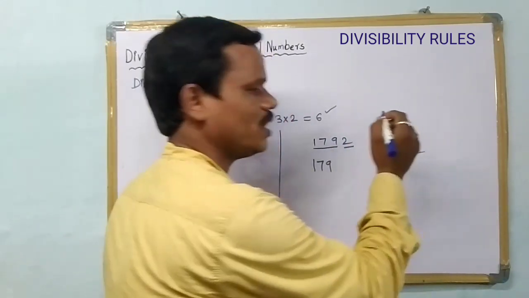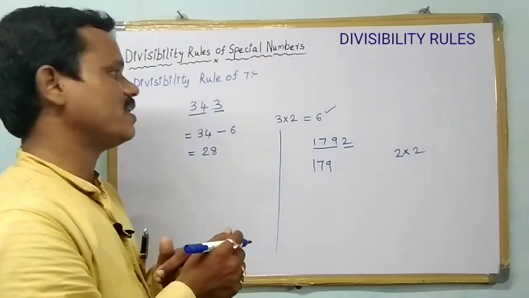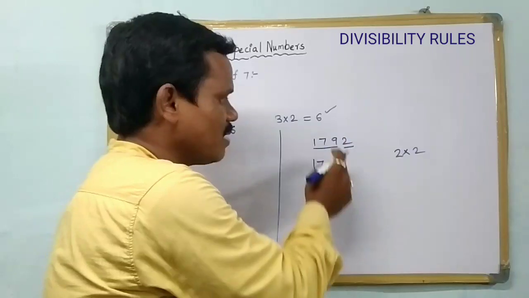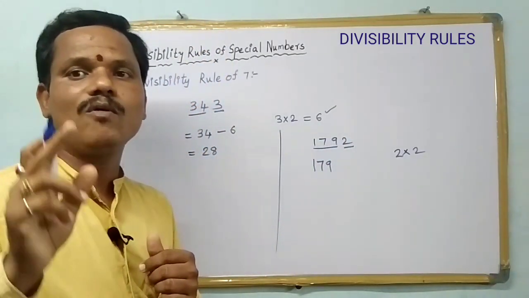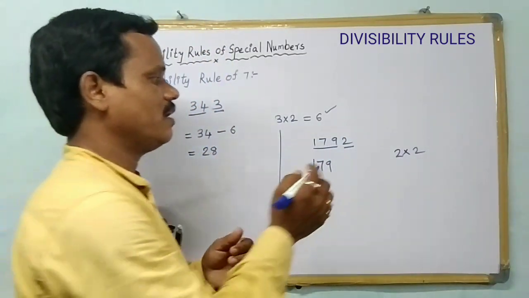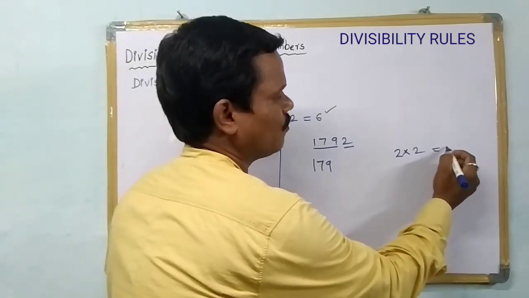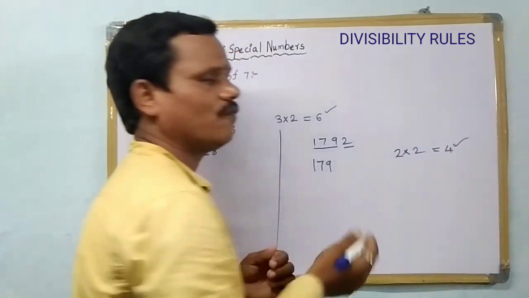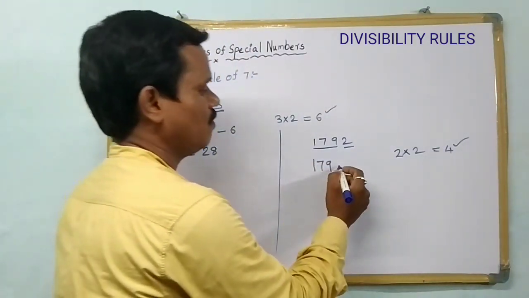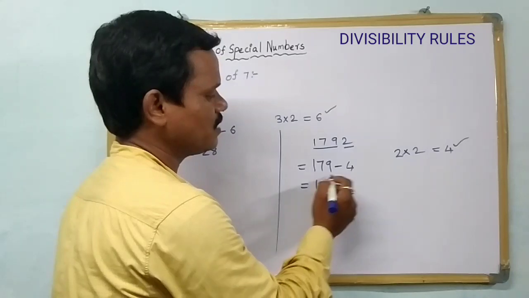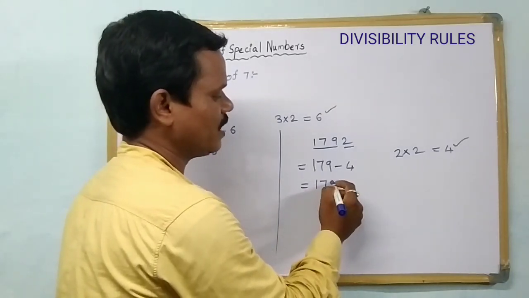The first digit is 2 only. In the divisibility rule of 7, any unit digit is always multiplied by 2 only. Here the digit is 2, multiplying it by 2. What is the answer? 4. Now subtract this 4 from the second part, 179. What is the resultant value? 179 minus 4 means 175.